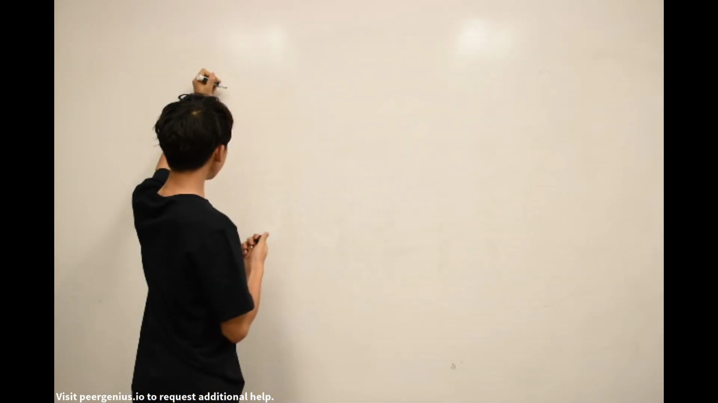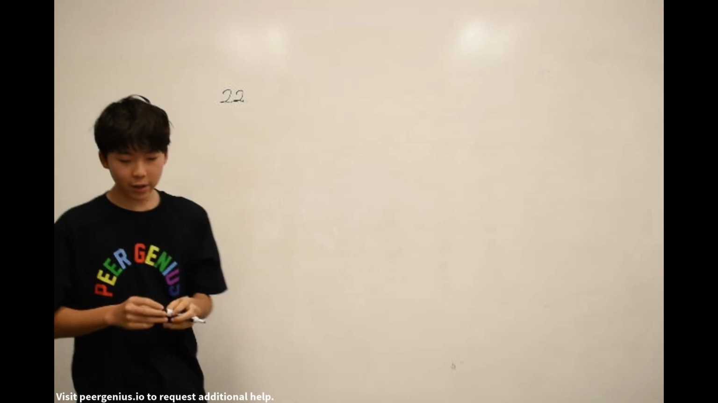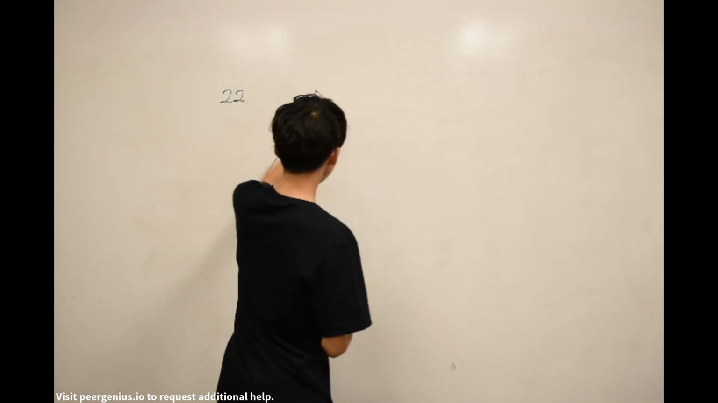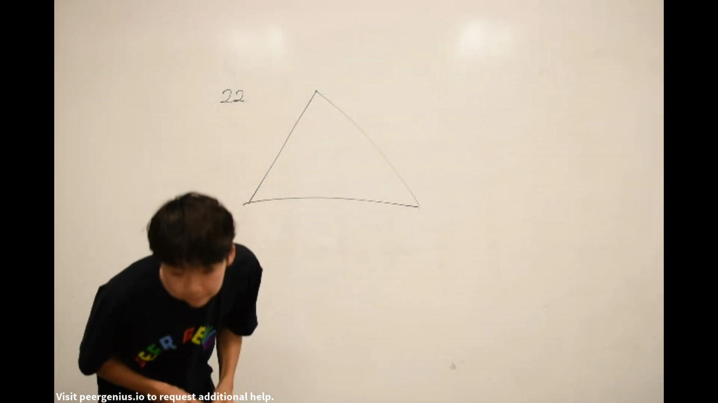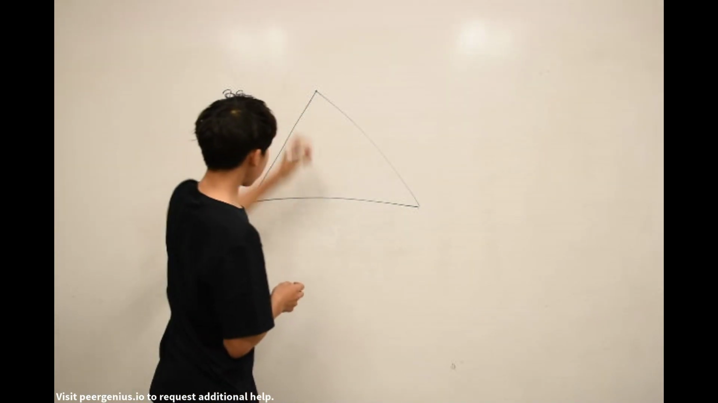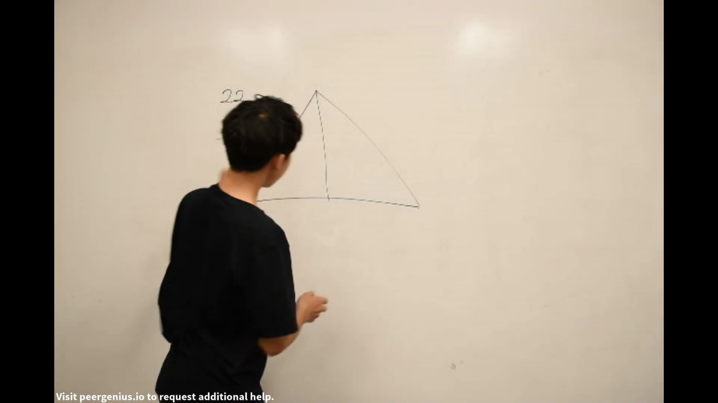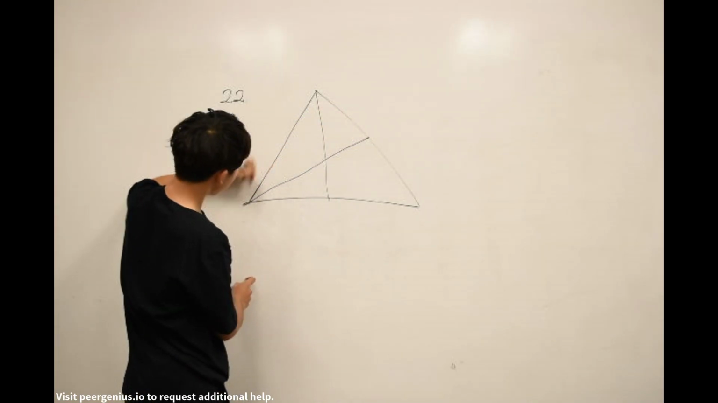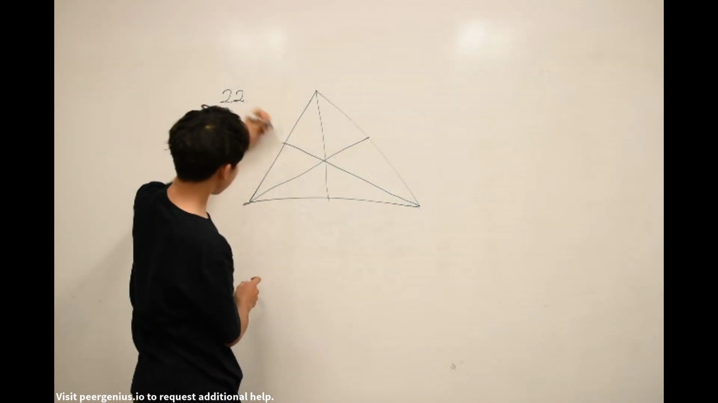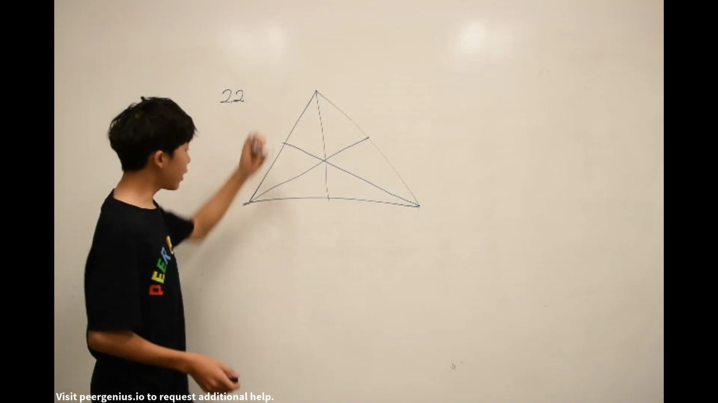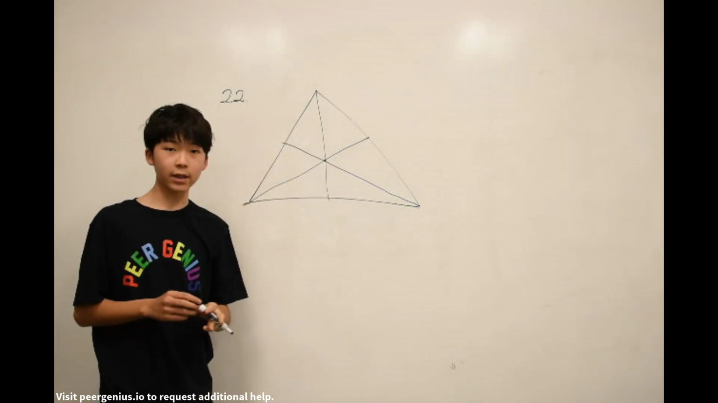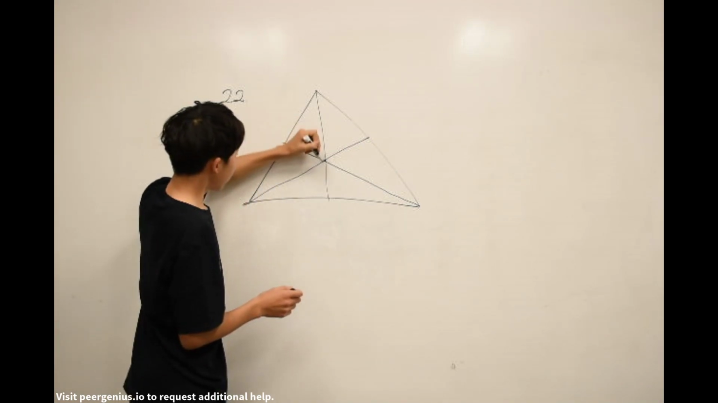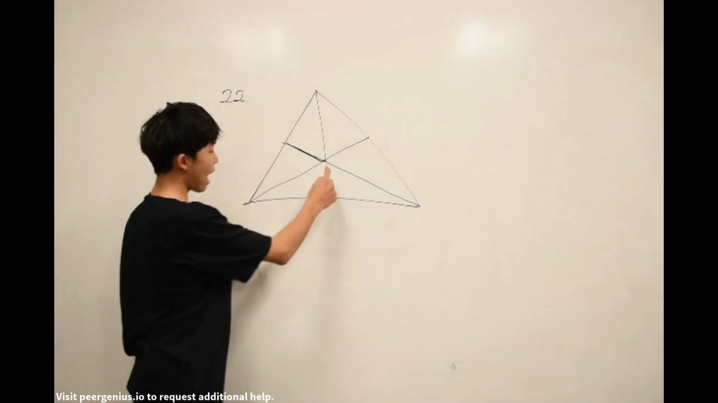Okay, so for number 22, you guys might have a hard time understanding the problem. What it means is, let's draw a triangle and the three medians. The median is a line that connects to the midpoint of each side length. By definition, this intersecting point is the centroid. And by another definition of the centroid, this length is always half of this length.